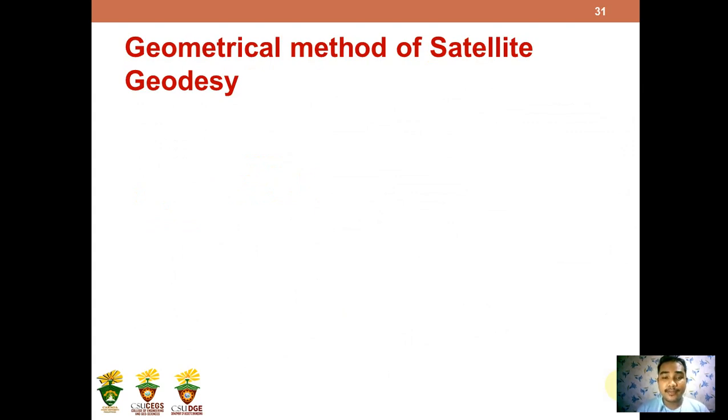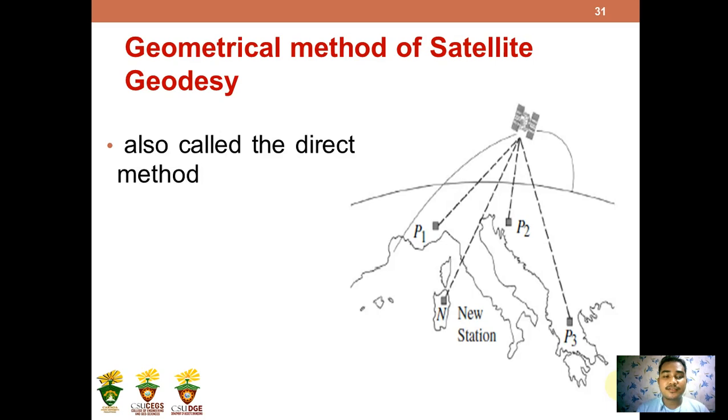First is the geometrical method. The geometrical method is also called the direct method. From the word itself, direct, from the satellite, one satellite, out from that information data it can give directly the points.